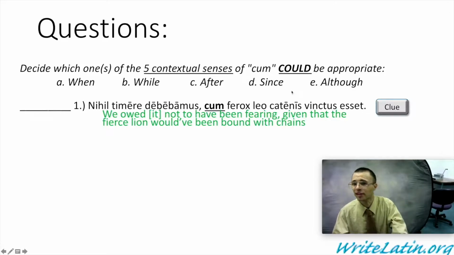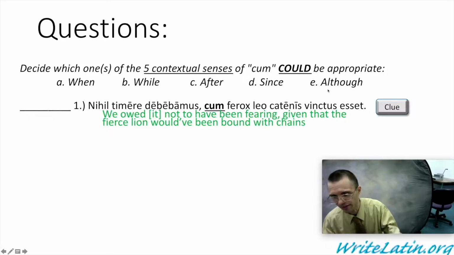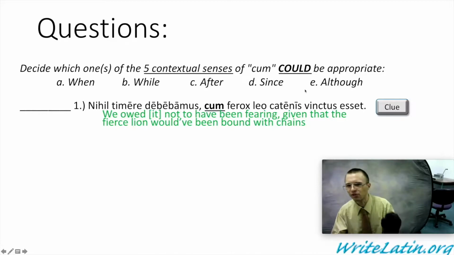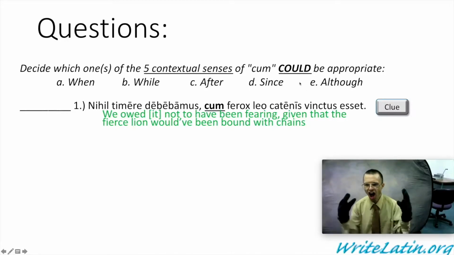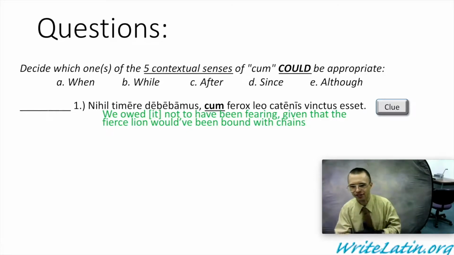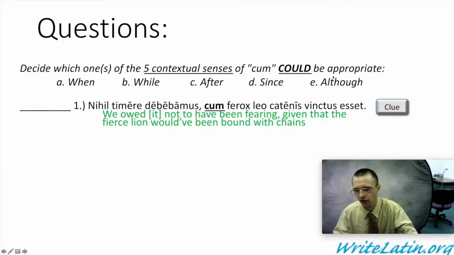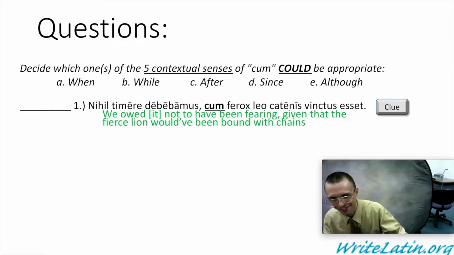So let's try one of the two alternate, causal or concessive. We owed it not to have been fearing since the fierce lion would have been bound with chains. That satisfies me. Now, if the since works, the although almost certainly won't. But let's try it anyways. We owed it not to have been fearing although the fierce lion would have been bound with chains. What's your problem? You mean that you should have been afraid because he was tied up? So that makes no logical sense at all.